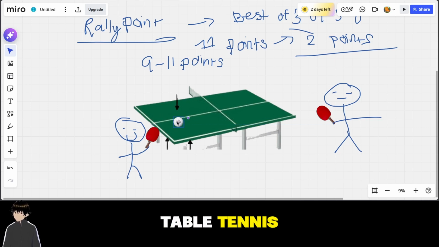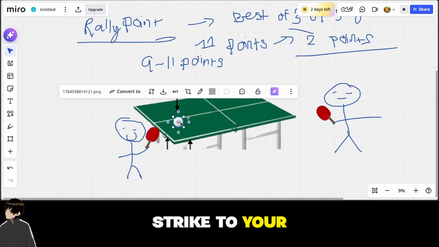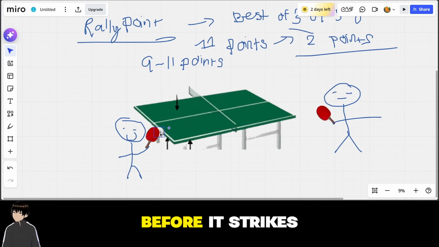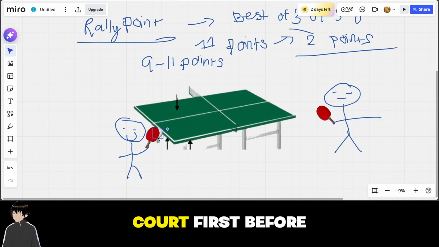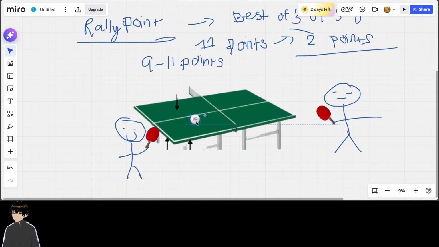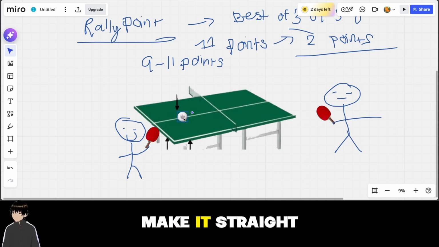When you play table tennis, you have to make the ball strike your court first before it strikes their court. If you don't make the ball strike your court first before it hits theirs, that's not legal. So you have to make it strike first. If it strikes both, that's a double bounce. That's what we call it, a double bounce.